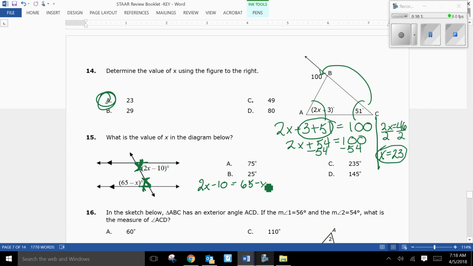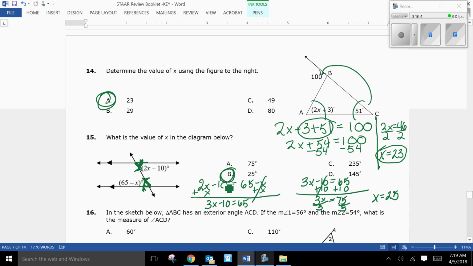And then I can solve. So I'll add x on both sides to get rid of this x. So I have 3x minus 10 equals 65. I'm going to rewrite that so I can finish my work. And then I'm going to add 10 on both sides to get rid of the negative 10. So I have 75 equals 3x, and then I'll divide by my coefficient of 3. So x equals 25. B.